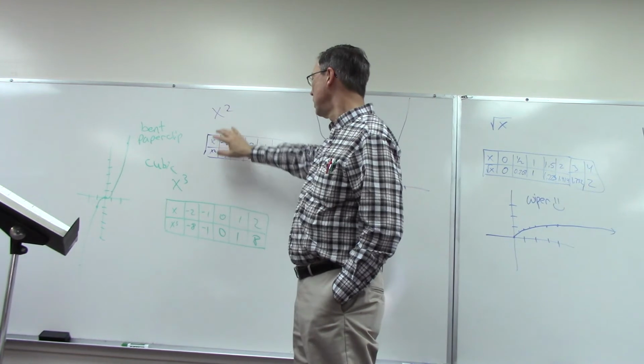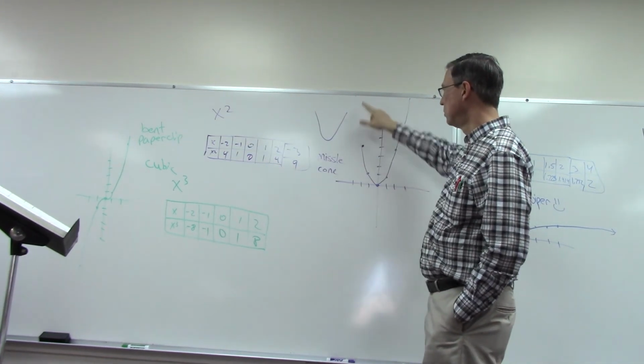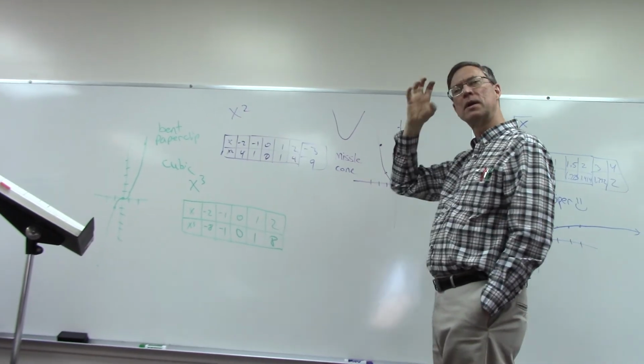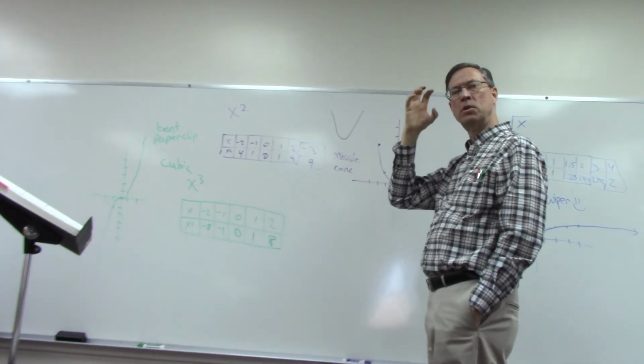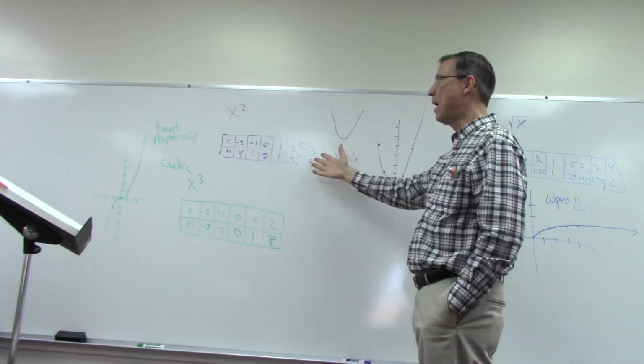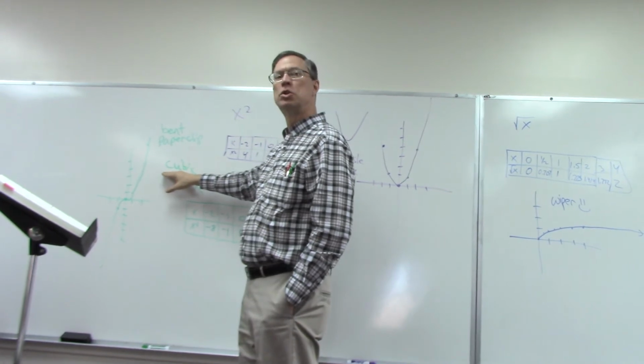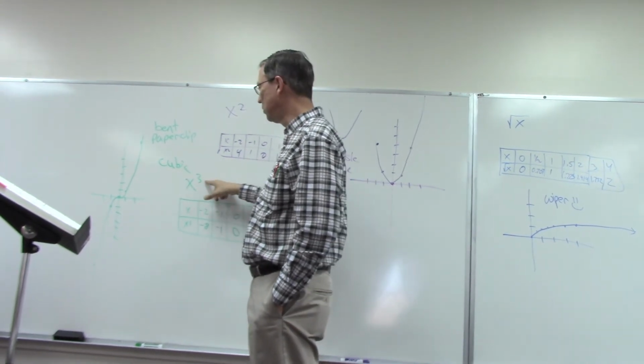Quadratic is squared, and the shape is the missile cone. Squared is missile cone. Okay, you've got to take a mental picture of these and hold on to them. Other than me telling you this, there's no other shortcut for doing this other than graphing them. Okay, bent paperclip is cubic, so to the third power.